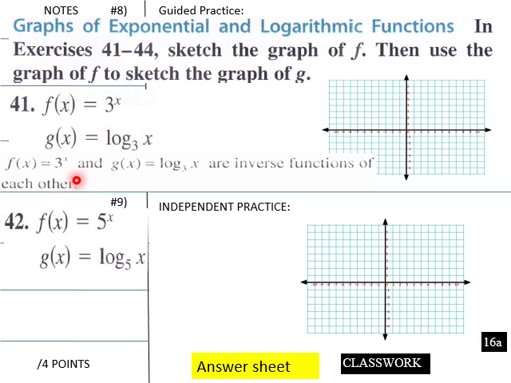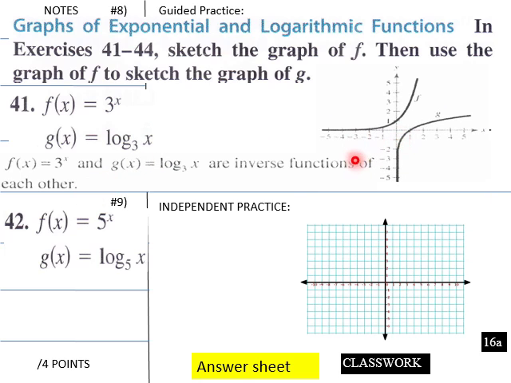Okay, f of x equals 3 to the x and g of x equals log base 3 of x are inverse functions of each other. And then this is how they would look. Here's your y equals x, goes through your origin like this. It would be like a direct variation kind of line that goes through the origin. And then 3 to the x would be this function here. This would be f. And then this is your g here. So this would be a reflection of that.